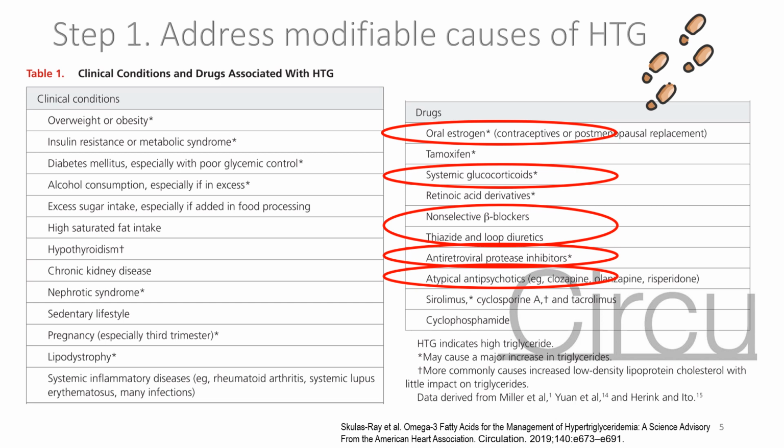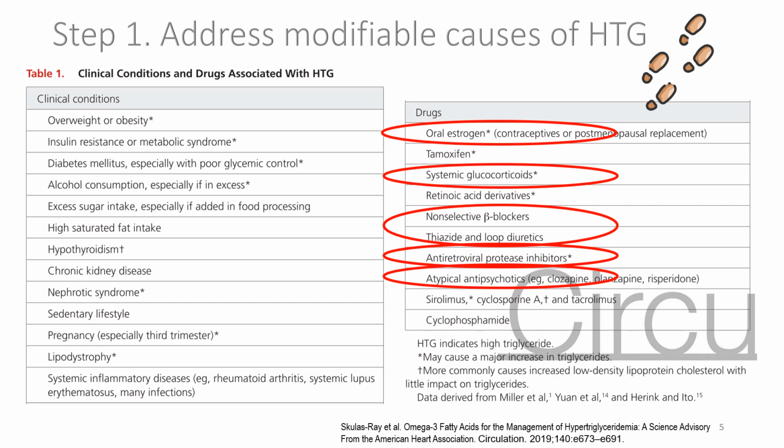comorbidities. The other group of agents that you commonly see are those used in HIV, for example, antiretroviral protease inhibitors, and some atypical antipsychotics, for example, clozapine, olanzapine, as well as risperidone. There are some other drugs like sirolimus and cyclophosphamide. So what's more important is to figure out how to manage these medications that could be associated with hypertriglyceridemia.